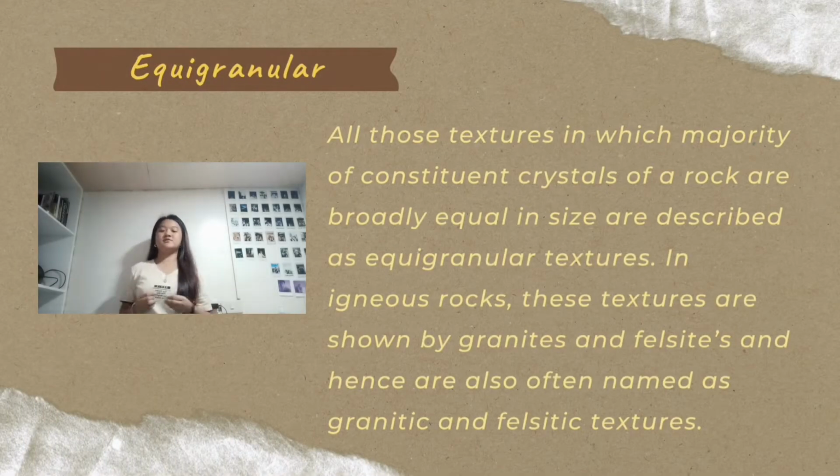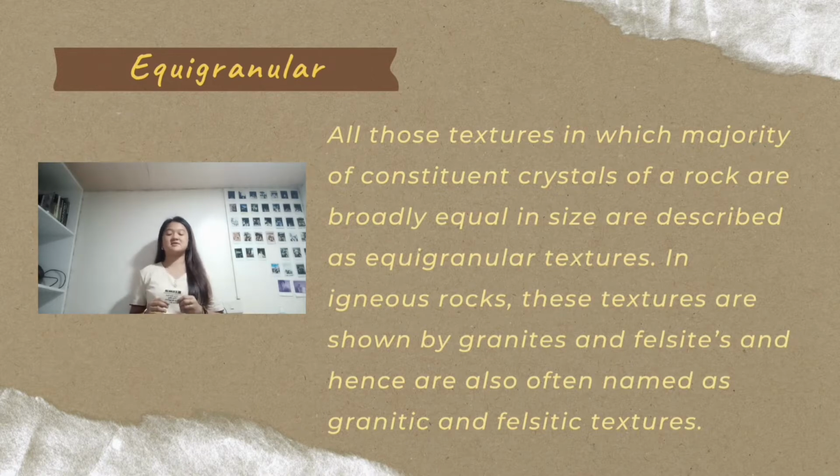Equigranular. All those textures in which the majority of constituent crystals of a rock are broadly equal in size are described as equigranular textures. In igneous rock, these textures are shown by granites and felsites, and hence are also often named granitic and felsitic textures. The elements in granitic textures are either all coarse grain or medium grain, and the crystals have euhedral or subhedral outlines. In felsitic textures, the grains are primarily small crystals, although they generally have excellent outlines. As a result, felsitic textures are equigranular and panidiomorphic.